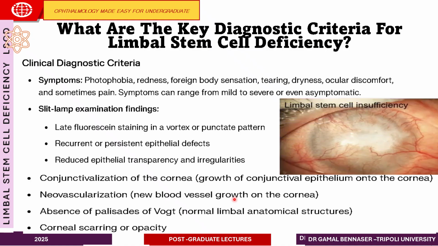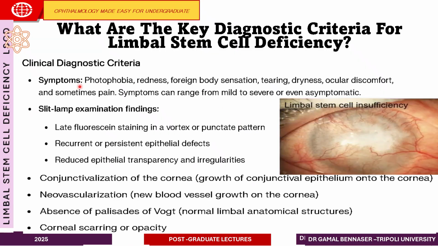So the symptoms are a broad range, ranging from the simple photophobia, redness, foreign body sensation, tearing, dryness, and ocular discomfort, and sometimes pain. Symptoms can range from mild to severe based on the degree of affection of the limbal stem cells. Now, what are the diagnostic criteria that we should rely on to diagnose this problem?